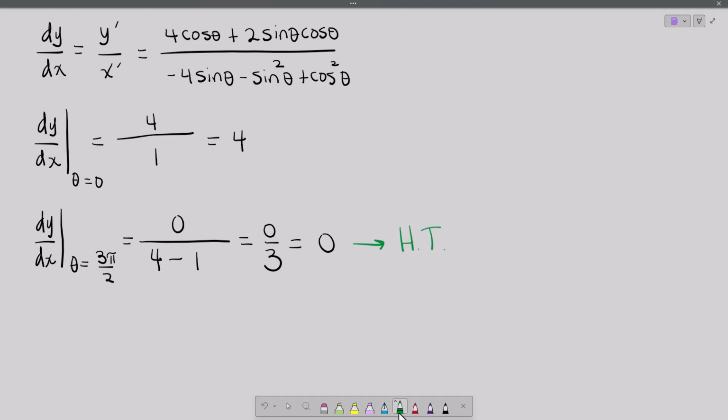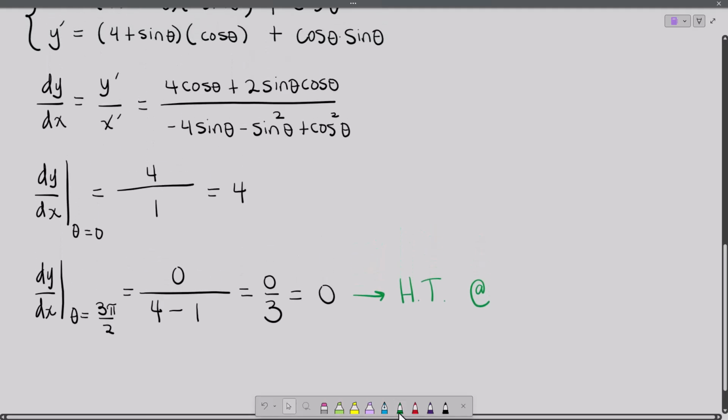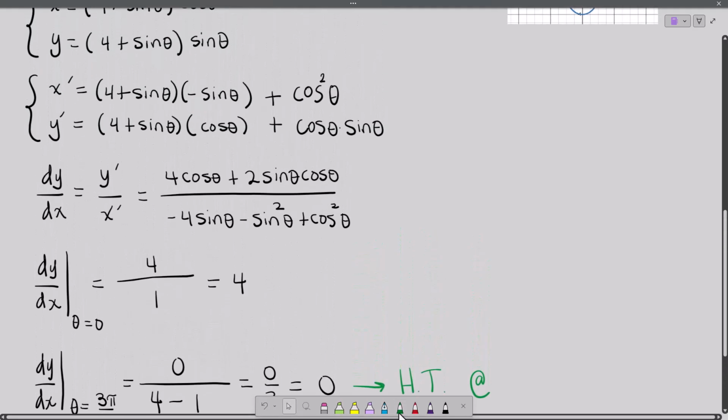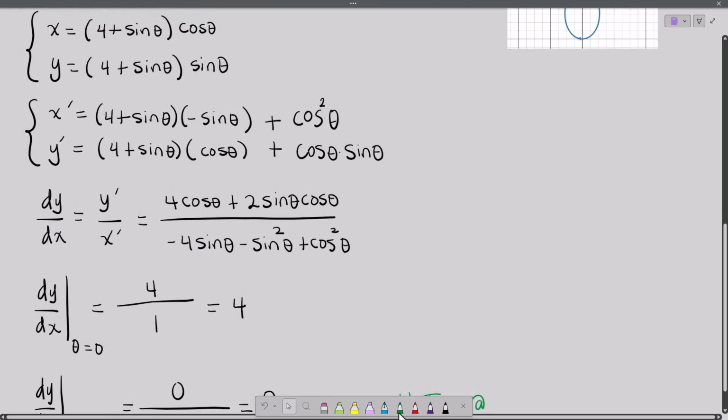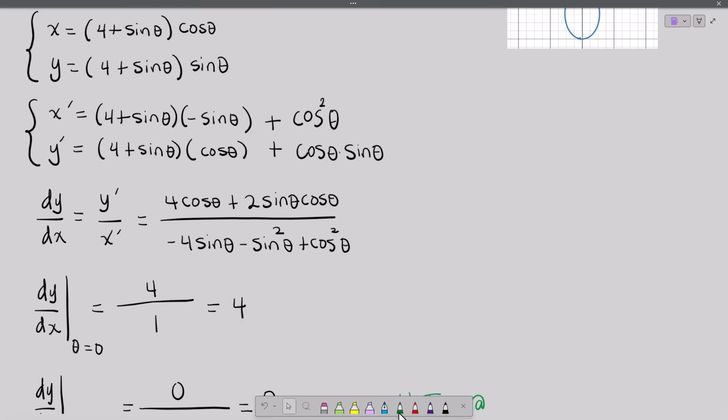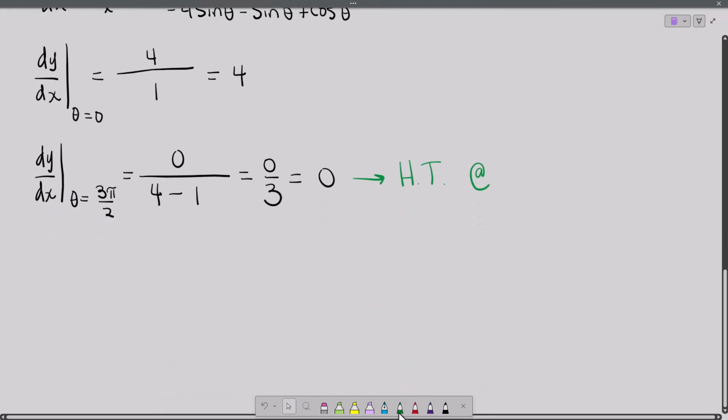Horizontal tangent. And if we want to know where that horizontal tangent is, we have to come back up to the x and y and plug in the 3 pi over 2 up here. Cosine of 3 pi over 2 is 0, so x is 0. And then sine of 3 pi over 2 is negative 1, so it's going to be 3 times negative 1, so negative 3. So this would be at 0, negative 3, and this is Cartesian.